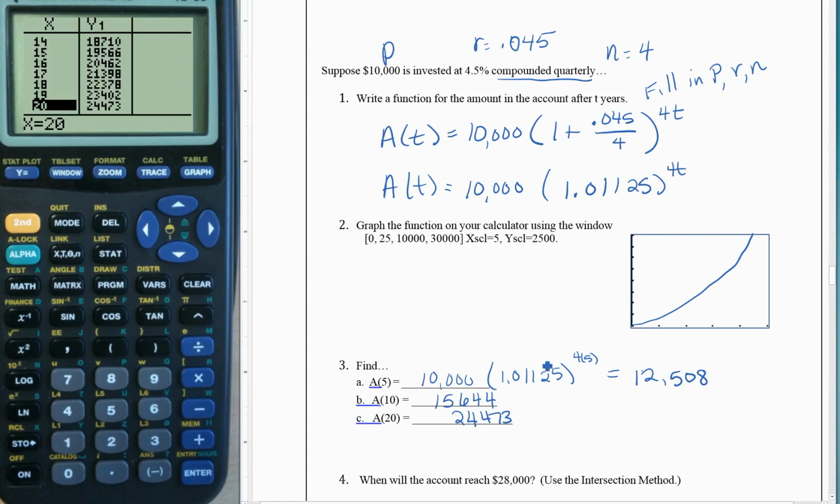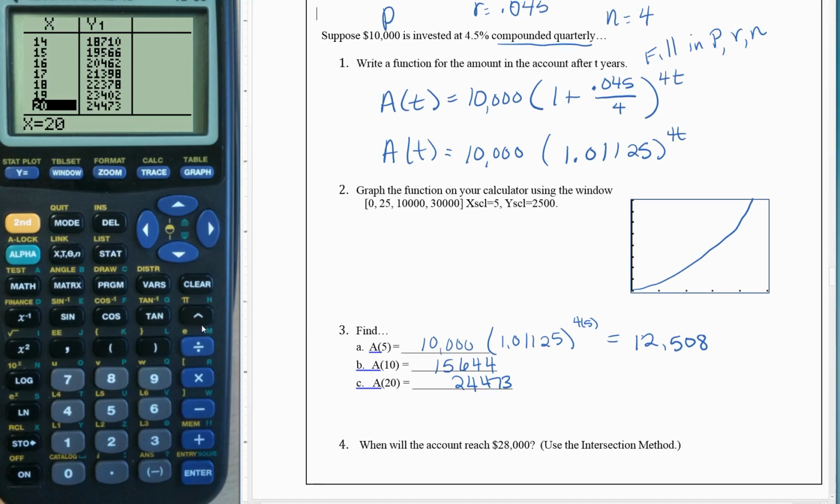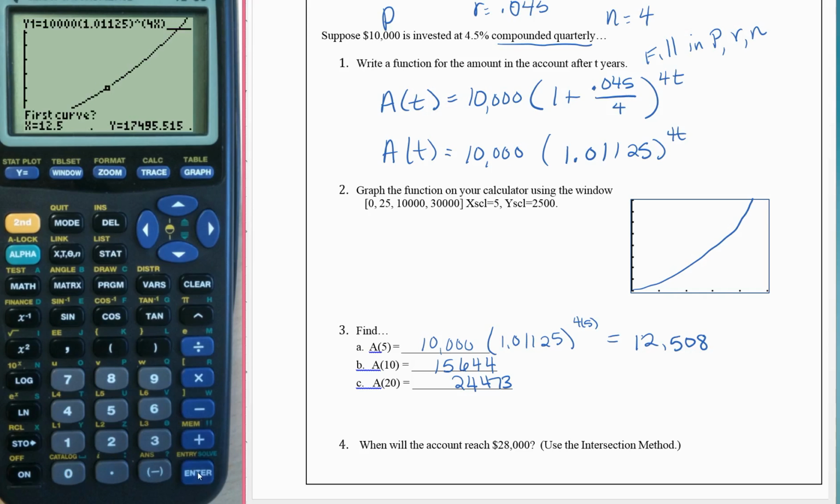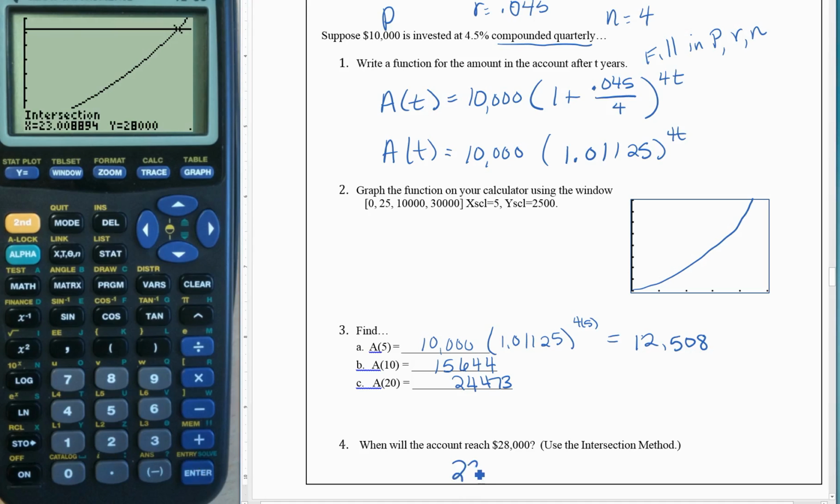Okay, next it says, when will the account reach $28,000? So in Y2, we're going to put 28,000. And we're going to look at the graph. We're interested in the intersection. We want the X value of that intersection. So remember, to get the intersection, you're going to hit second calc, and number 5 is intersect. It's going to ask you, are you on the first curve? Say yes, hit enter. Second curve, hit enter. It's going to ask for a guess, but you can just hit enter again. Okay. And here, if we round to the nearest year, we'd see that in about 23 years, it reaches $28,000.